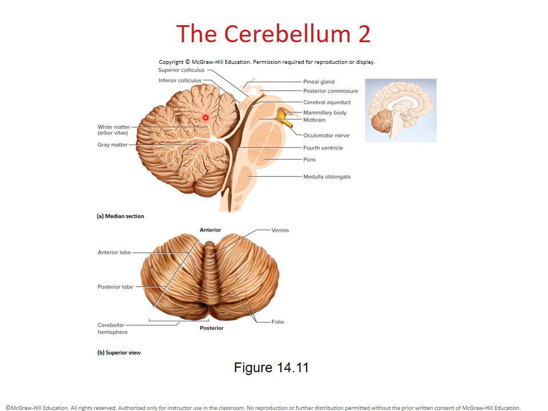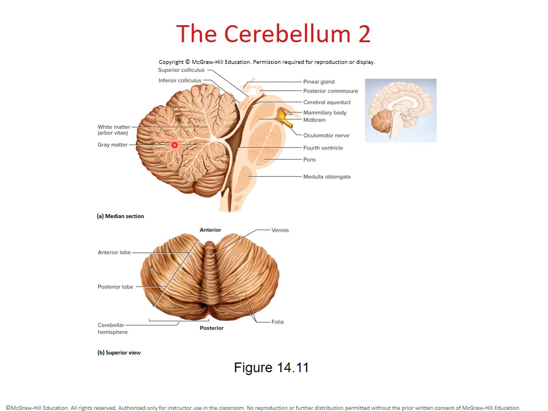You'll notice that, as I said earlier, it's mostly gray matter, just a little bit of white matter, and that little bit of white matter forms sort of a tree-like formation. It almost looks like a tree trunk with branches. This pattern of the white matter is referred to as the arbor vitae, which in Latin means tree of life.